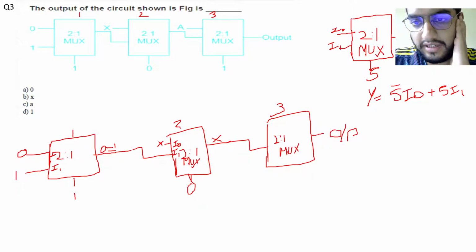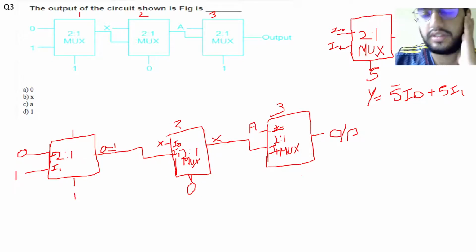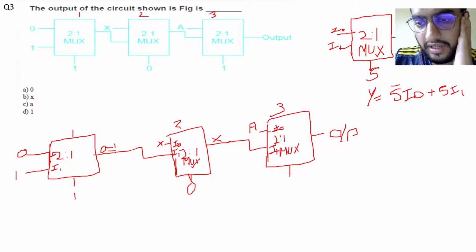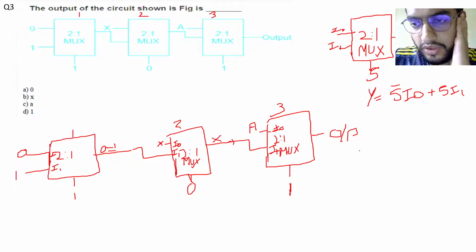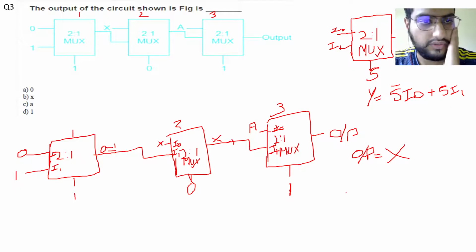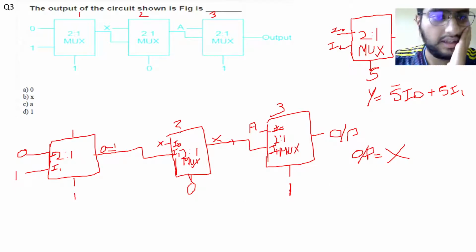So this X is connected at I1, and also at I0 we have this input as per the question. This is A. So finally we have this condition on this third mux as select line is 1. So anything coming from this will be present at the output. So what was our output? Input was X, so this will go to the output. So our output will simply be equal to X. So if this is an option, yes, option B is our correct answer.